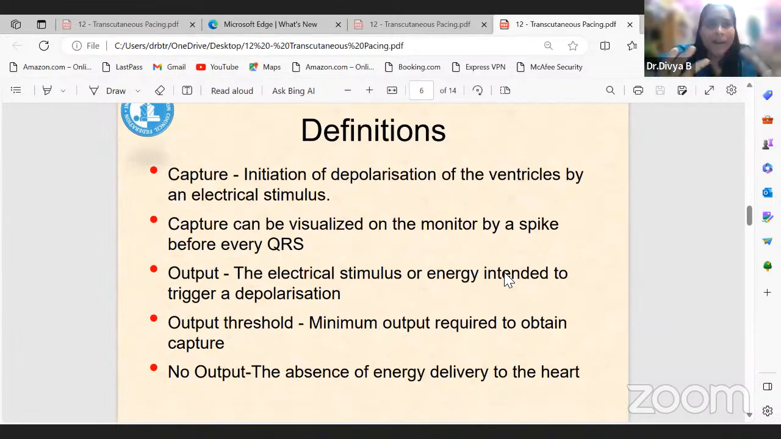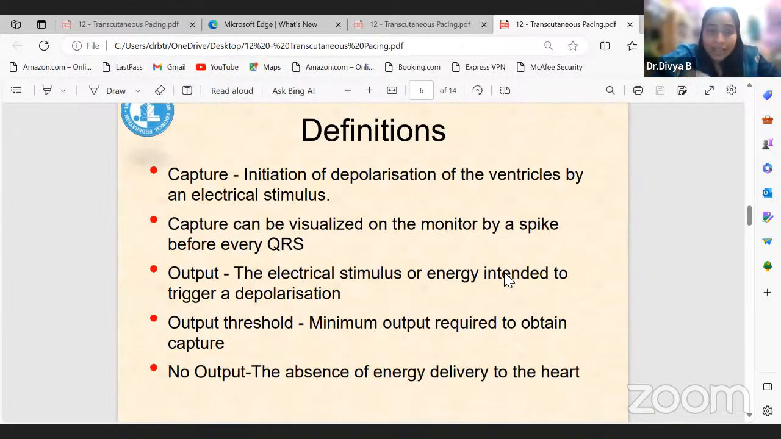And then these are a few common terminologies that one should be aware of before thinking of TCP. The basic ones, no rocket science. One is capture. Capture is nothing but when your ventricles are responding to the electrical stimulus that is given. That's your capture, to simplify. Capture can be visualized on the monitor. You can see a spike just before the QRS. I'll show you on the upcoming slides.